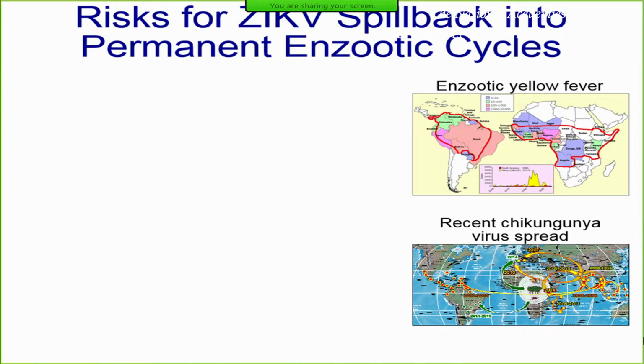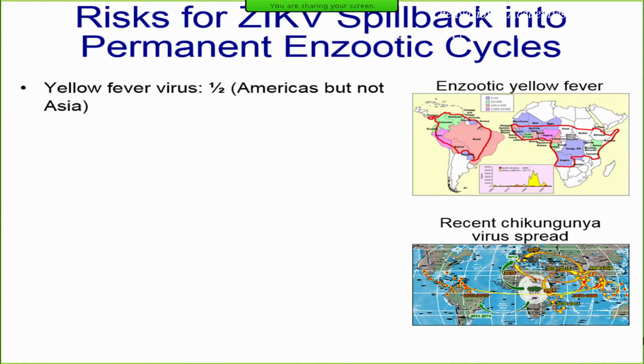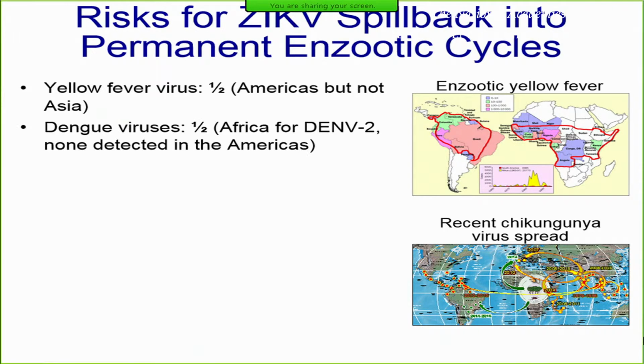So what's the risk for spillback of Zika into an enzootic cycle, either here in the Americas or elsewhere in the world? Well, again, if we look at this quartet of viruses in a very simplistic way, how often has this happened with these other viruses? So yellow fever, it has succeeded to establish enzootic cycles in the Americas, but not in Asia. We're not even sure it's ever been transported to Asia, although the history of chikungunya, with multiple introductions from East Africa into Asia, suggests the opportunity has always been there.